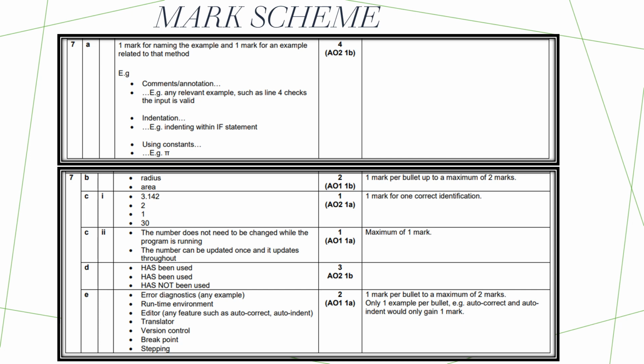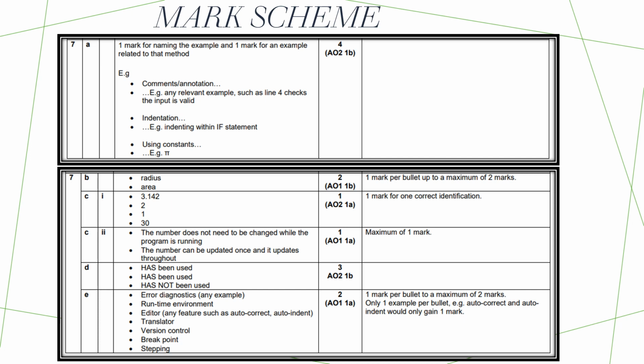However, I suppose you could, if you haven't actually written the word constant, you could say use a sensible variable name such as pi for the 3.142. For part B, you have to put radius and area because they're the only 2 variables in that program. Part C, you could say 3.142 to make that into a constant, but you could also make reference to the 2, the 1 and the 30 because the 2, the 1 and the 30 also never actually change.